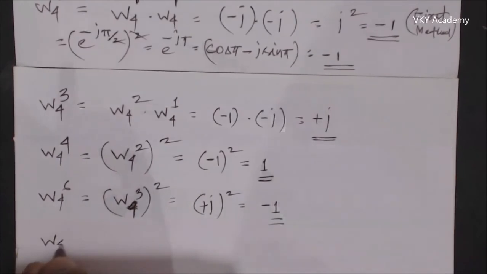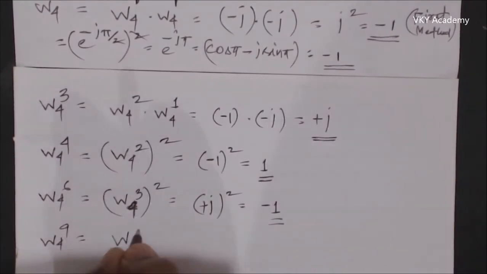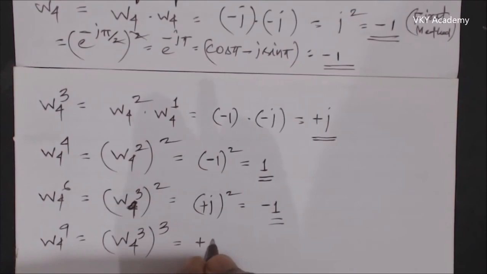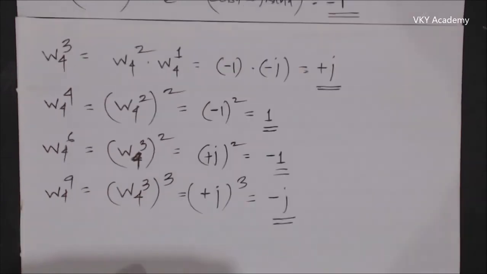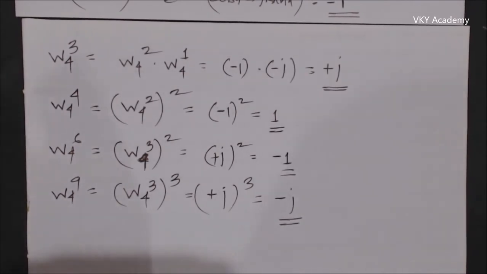Finally we will calculate W4 to the power 9. W4 to the power 9 can be calculated by W4 to the power 3 to the power 3, and W4 to the power 3 is plus j to the power 3, which is minus j. We finally calculated all the values for the twiddle factor for the matrix. Now let us put these values on the matrix.